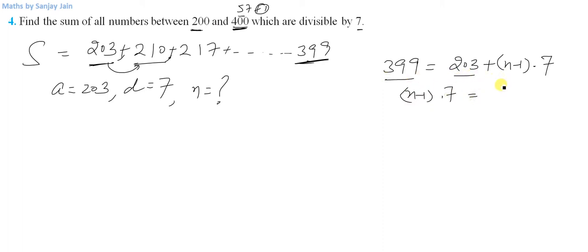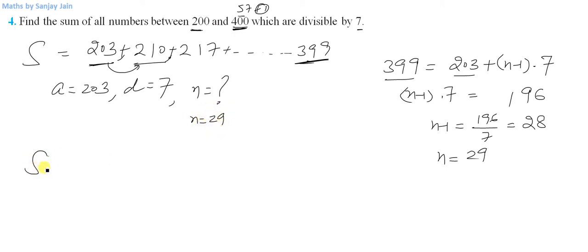399 minus 203 will be 196. So n minus 1 will be equal to 196 by 7, that is 7 2s are 14, 7 8s are 56. So n minus 1 is 28, hence n is equal to 29. So I can say n is equal to 29.